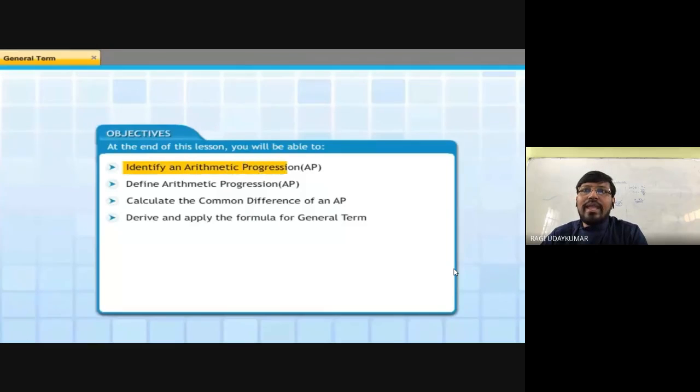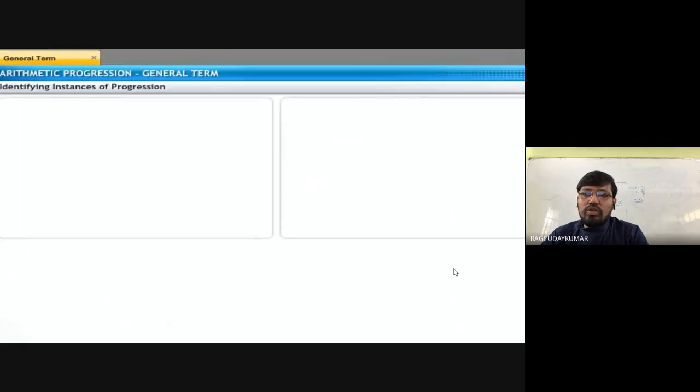Okay. So, identifying an arithmetic progression: first, whether the given progression is an arithmetic progression or not; defining arithmetic progression and calculating the common difference; and deriving and applying the formula of the general term. These are the things we are going to learn in this topic.